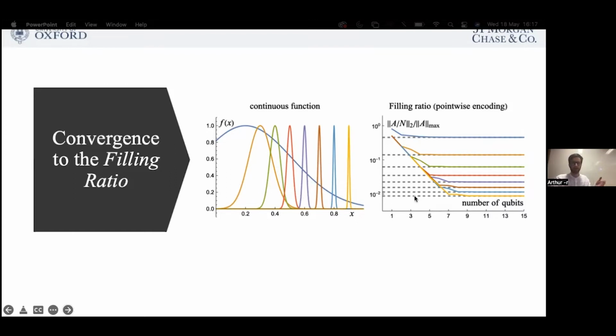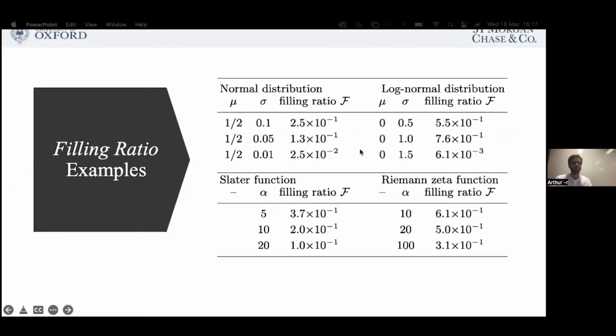And as you increase the number of qubits, the discrete filling ratio, the generalized filling ratio, asymptotically and exponentially approaches the continuous filling ratio that we mentioned a moment ago. And here are some examples of the values of the filling ratio for some common functions with different parameter settings. Generally, you see filling ratio values that range from roughly 0.5 to 10 to the minus 3. So in practice, it's really not that significant of a cost.